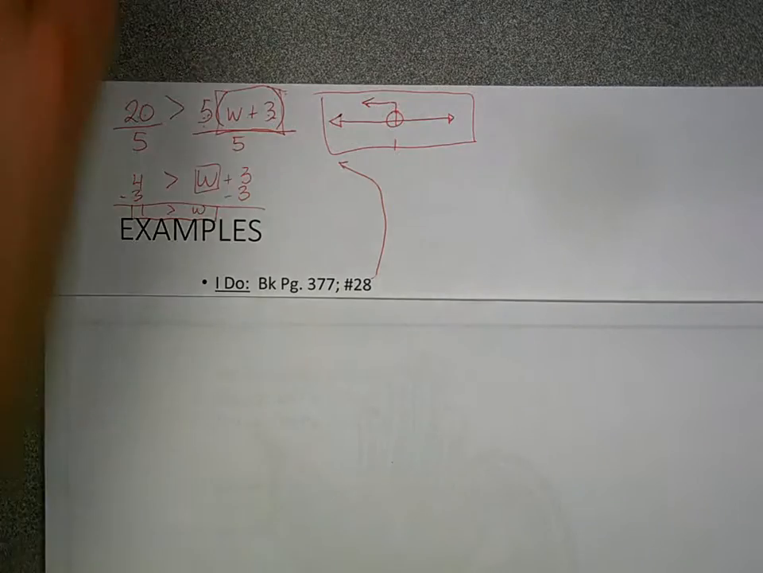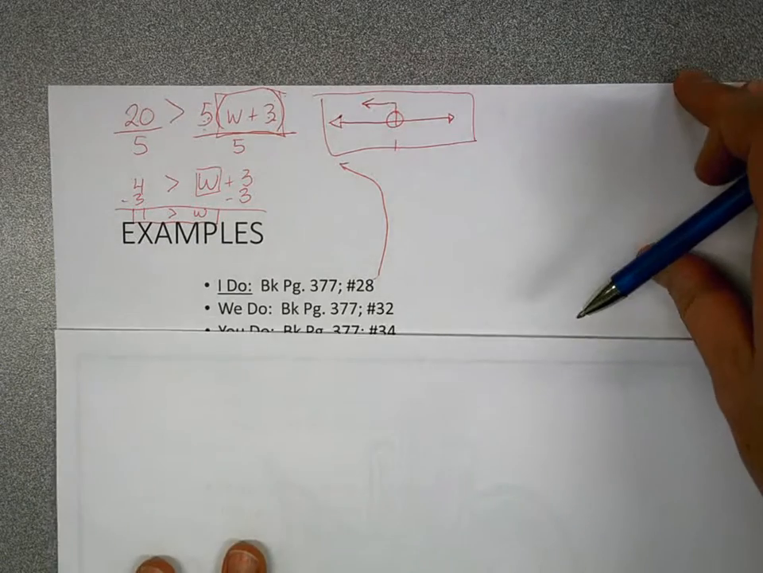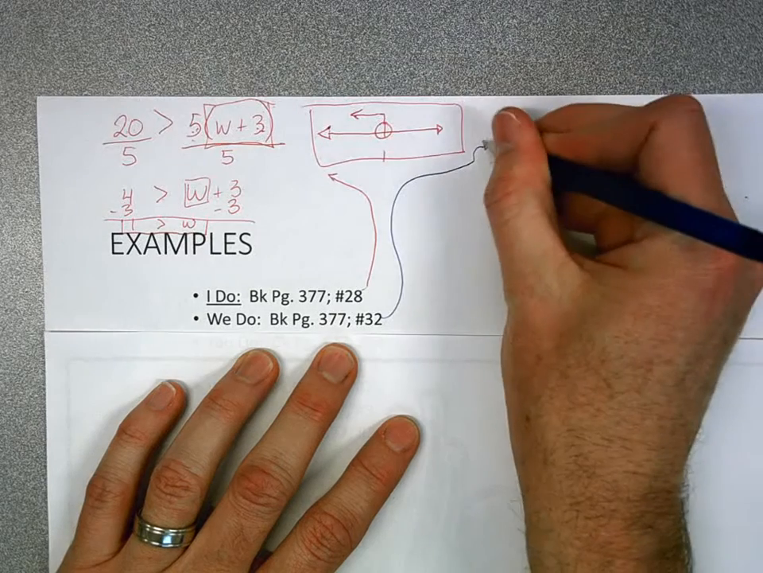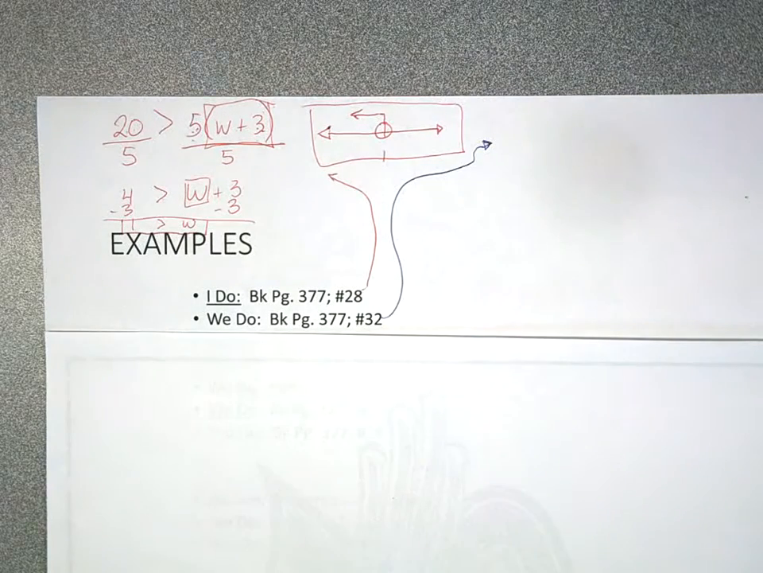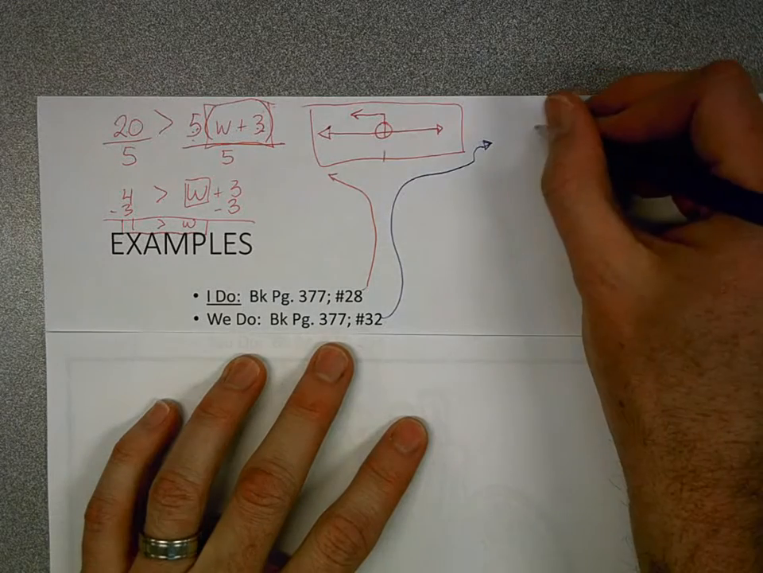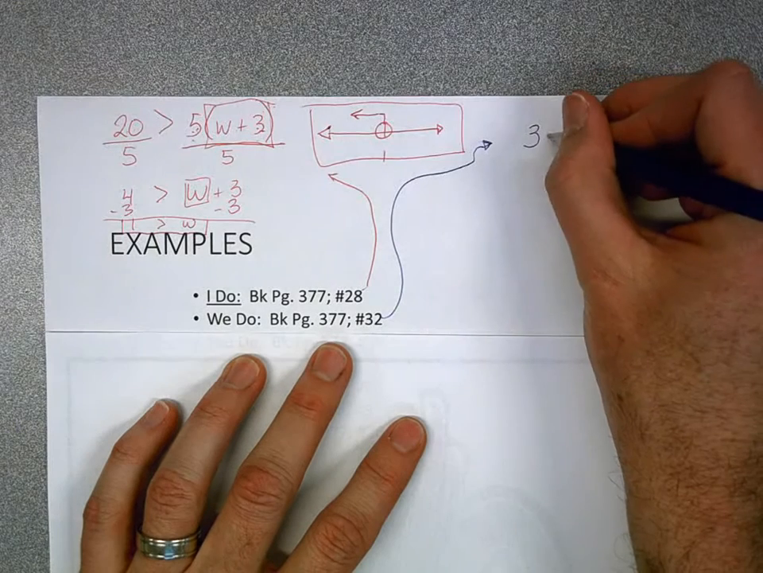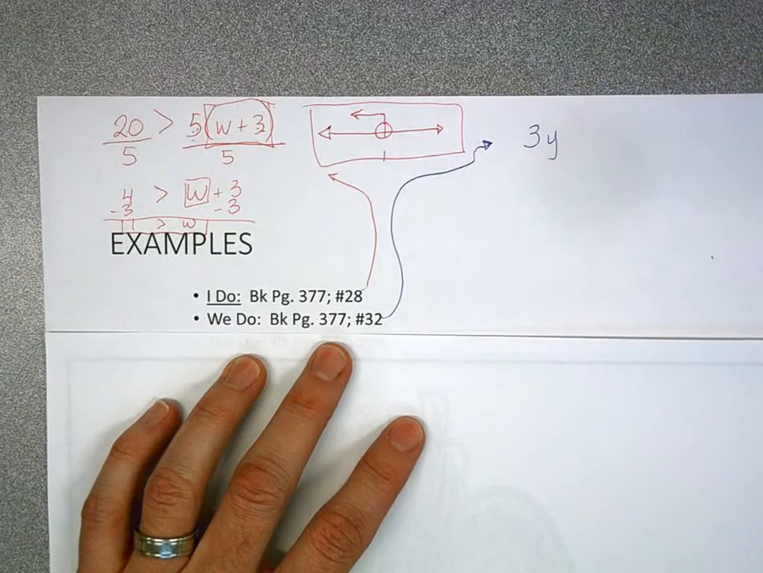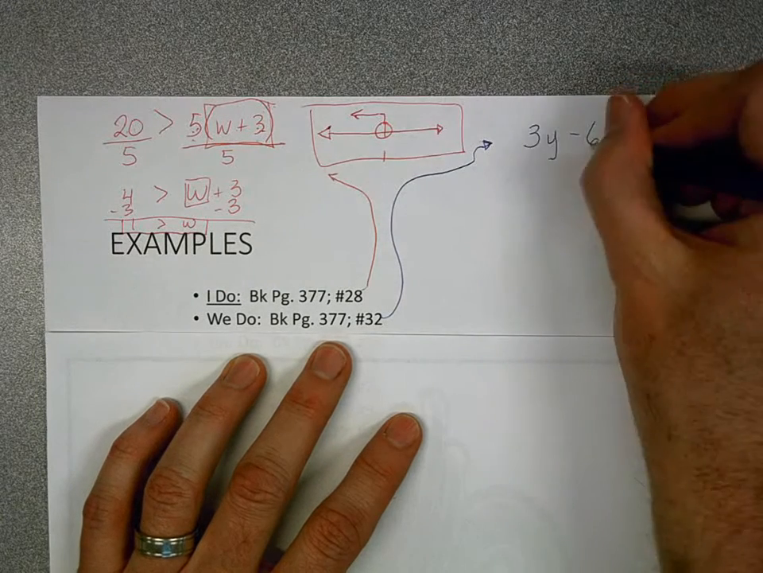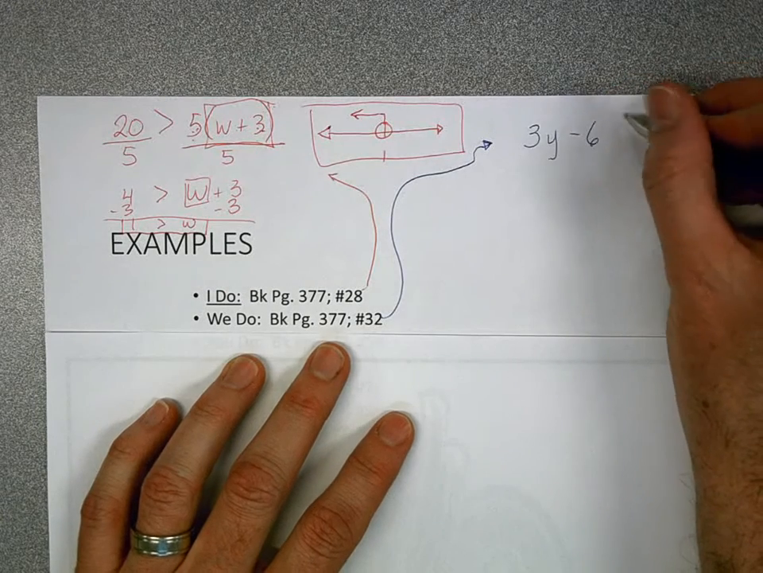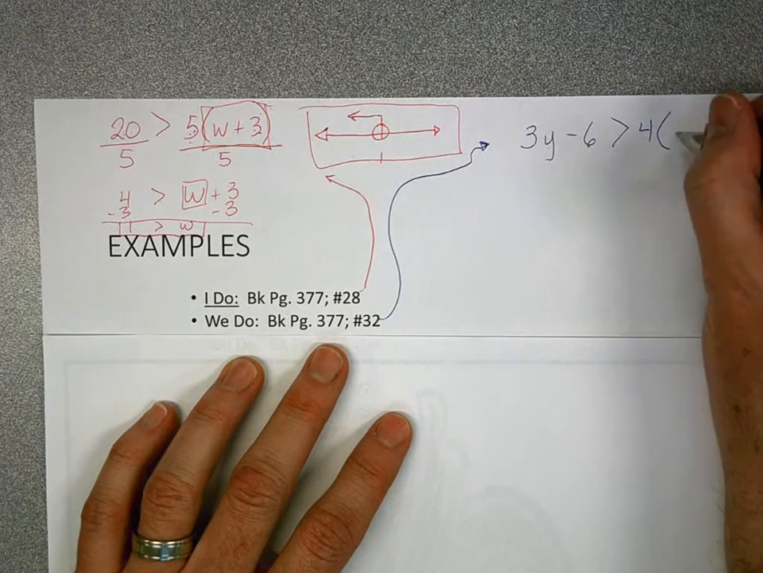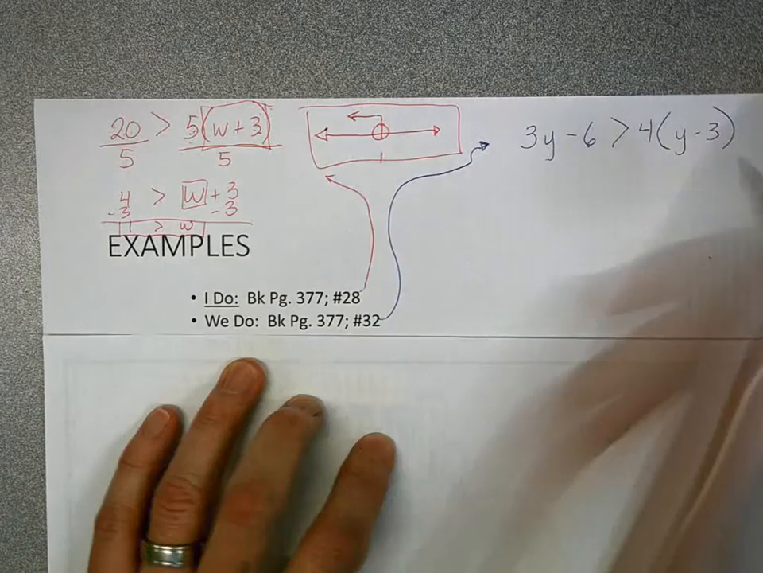All right, here we go. Let's go ahead and do another one of your homework problems. Same page, problem number 32. All right, so 32, we have 3y minus 6 is greater than 4 times the difference of y minus 3 in the parentheses.